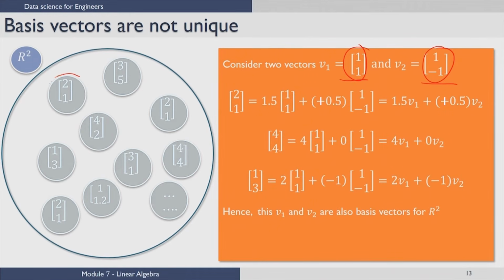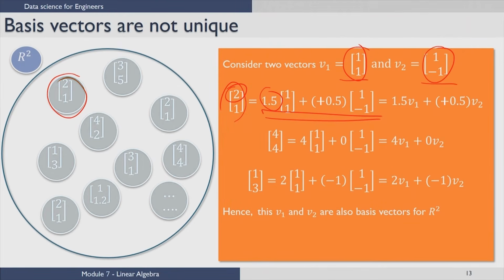Remember we represented 2 1 in the previous case as 2 times 1 0 plus 1 times 0 1. Now, let us see whether I can represent this 2 1 as a linear combination of 1 1 and 1 minus 1. Notice, however, because of the way I have chosen these vectors, these numbers are not the same as before. In the previous case, when we used 1 0 and 0 1, we said this can be written as 2 times 1 0 plus 1 times 0 1. However, the numbers have changed now. Nonetheless, I can write this as a linear combination of these two basis vectors.